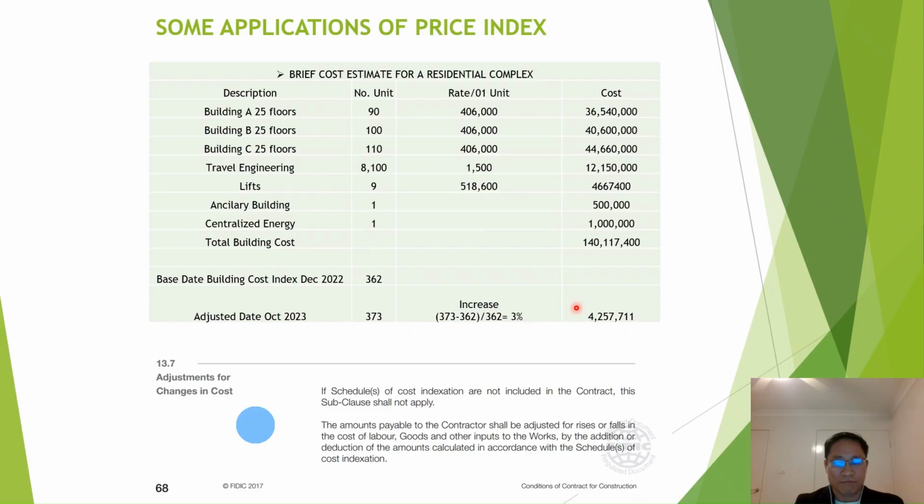And another area where we may have to know about the price index is the adjustment for change in cost. In here you can see a condition of contract that stipulates that the contract may be subject to price adjustment, which will be calculated based on the price index. So that's the two basic applications of price index in cost planning and contracts.